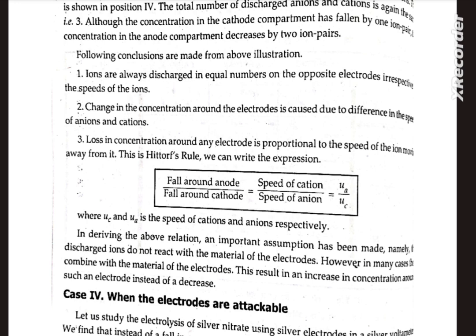The following conclusions are made from the above illustration. First, ions are always discharged in equal number on opposite electrodes, irrespective of the speed of the ions. Second, change in concentration around the electrode is caused by the difference in the speed of anion and cation. Loss in concentration around any electrode is proportional to the speed of the ion moving away from it. This is Hittorf's rule. We can write the expression: fall around anode divided by fall around cathode is equal to speed of cation divided by speed of anion, equal to UA divided by UC, where UA and UC are the speeds of the cation and anion respectively.